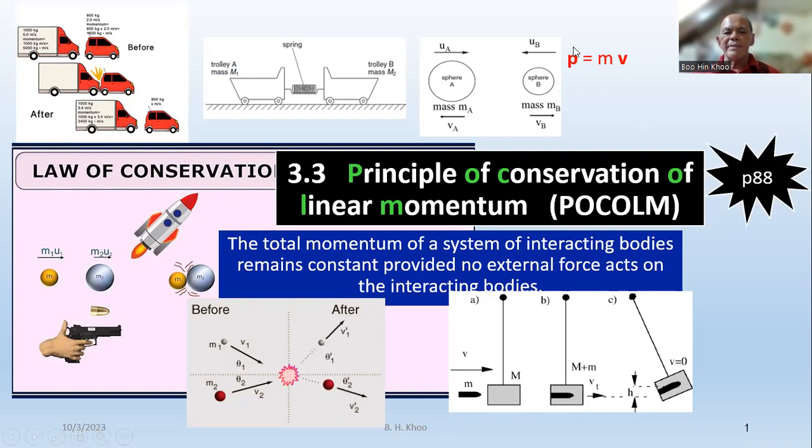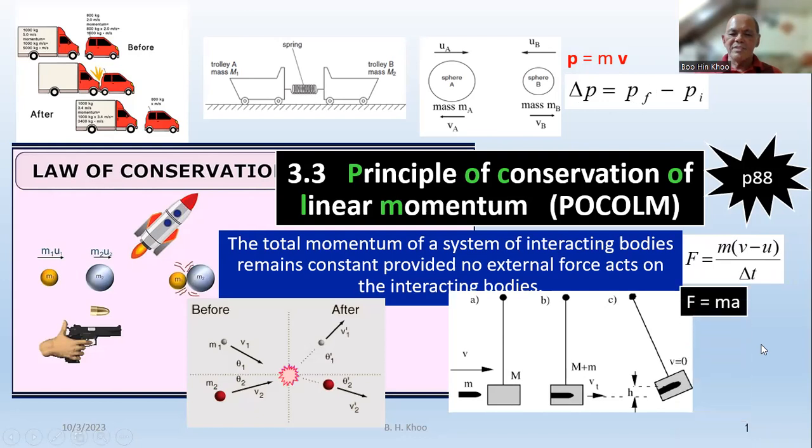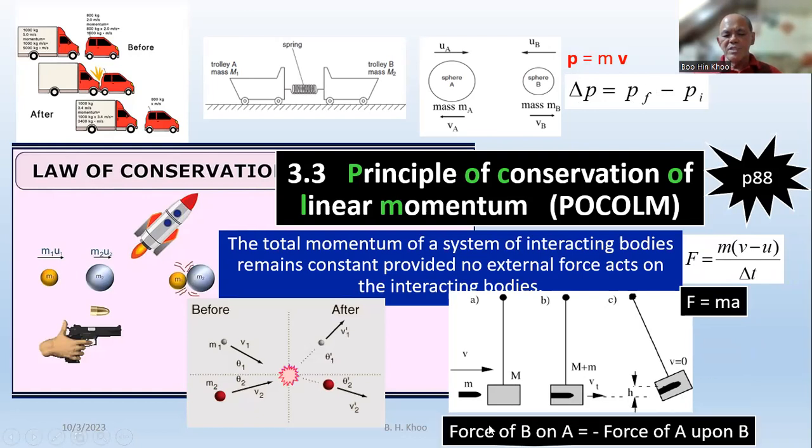That's the definition for momentum. This is how we write change in momentum, final momentum minus initial momentum. This is the definition of force, Newton's second law. This is also an alternative way of writing Newton's second law. And this is Newton's third law: force of B on A equals force of A on B.